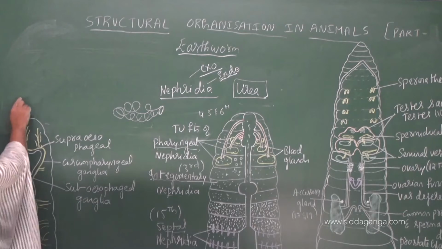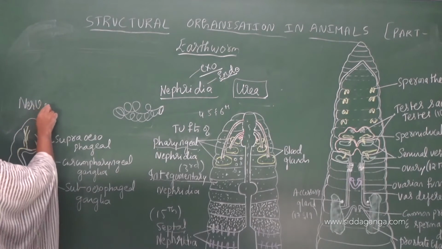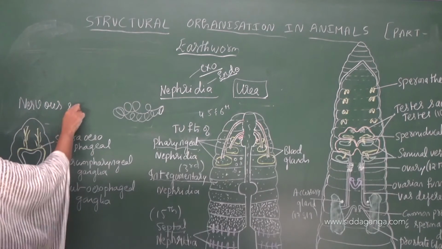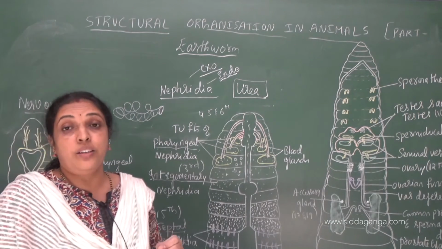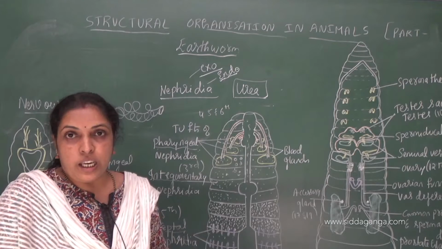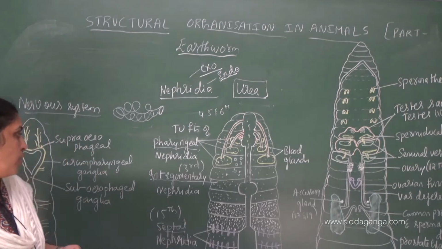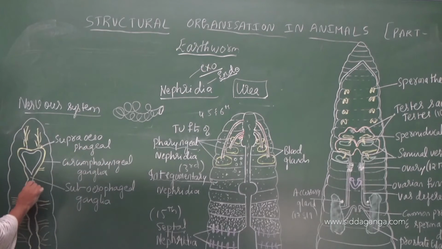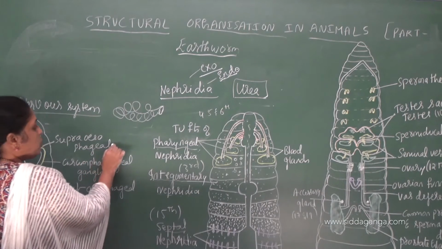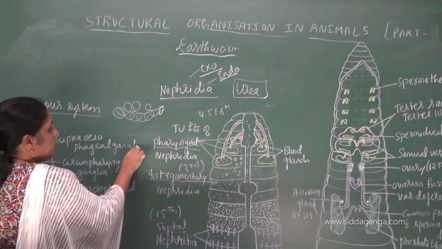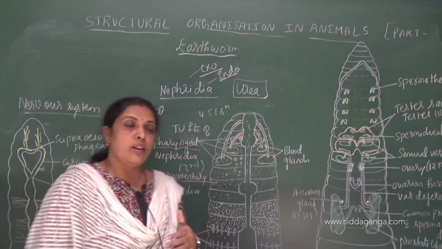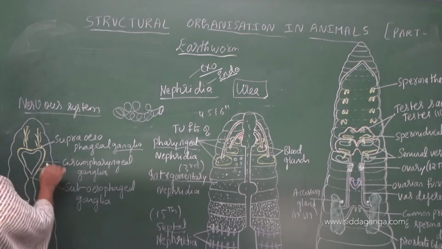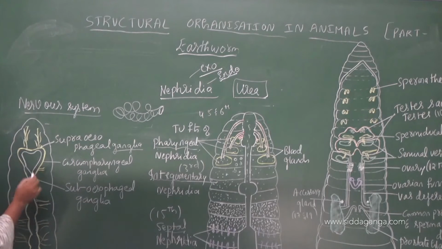Coming to the nervous system, we see ganglia are present and they are joined ventrally through a pair of longitudinal nerve cords. So we see supraesophageal ganglia. Supra means above the esophagus. Supraesophageal ganglia and circumpharyngeal ganglia.